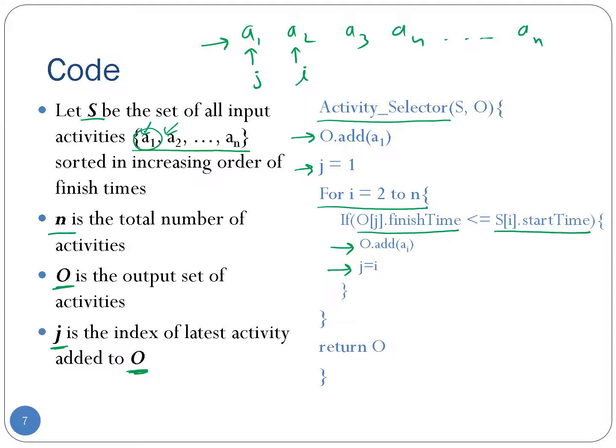At the end of this for loop, the subset O will have a maximum sized subset of mutually compatible activities from set S. So we simply return O. That is our desired answer.